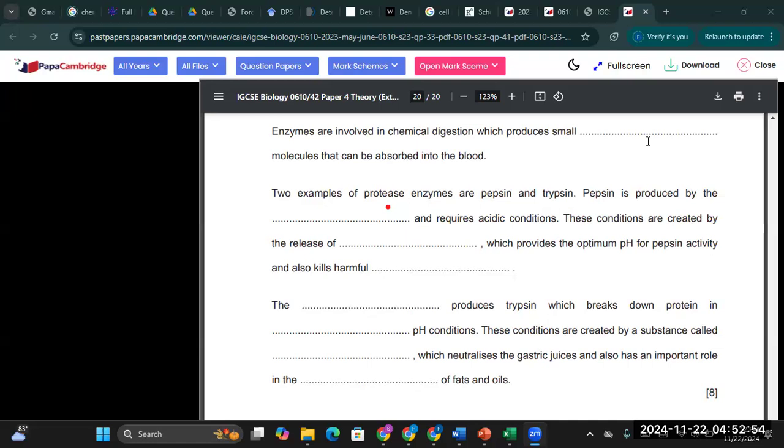So in the first blank, you have to write down soluble. Large molecules like proteins, starch, and lipids are all insoluble. The entire reason for breaking them down is to make them soluble so that our body can absorb them. That making sense? Yes.